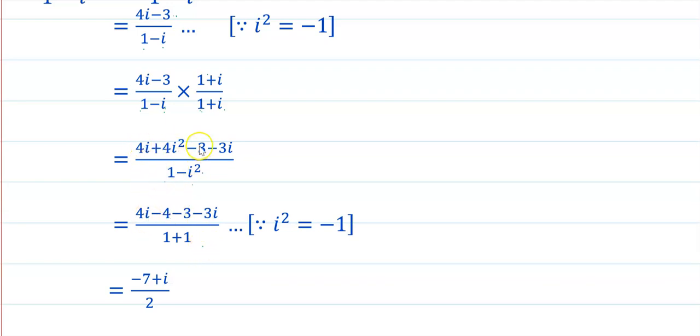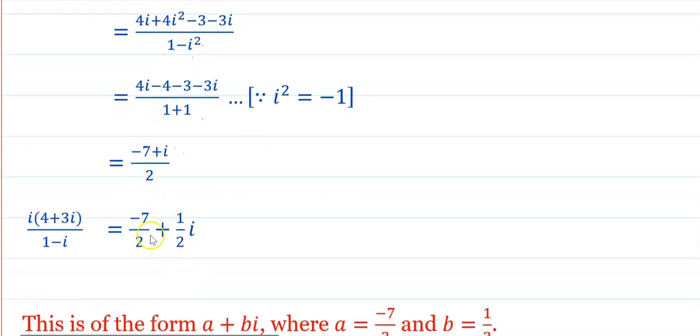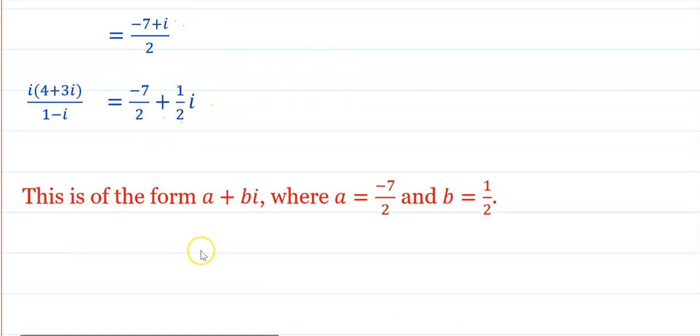Next 4i into i square means what again? Minus 1, minus 4, minus 3, minus 3i. 4i minus 3i, you are getting i. Minus 3 minus 4 is minus 7, plus i upon 2. पुन्हा split up करणार. Minus 7 by 2 plus 1 upon 2 i. Now equate it. Real part, it is of the form a plus bi. a is equal to minus 7 by 2 and b is equal to 1 upon 2 in this way.